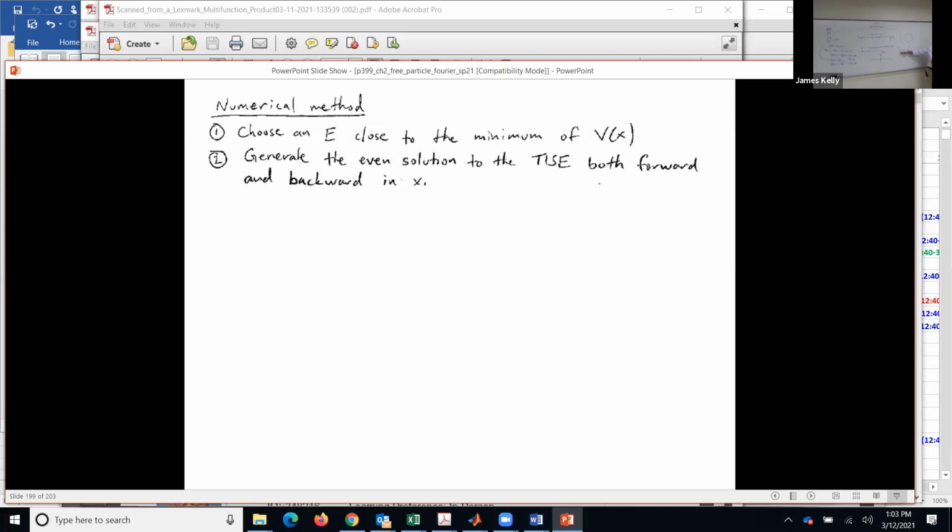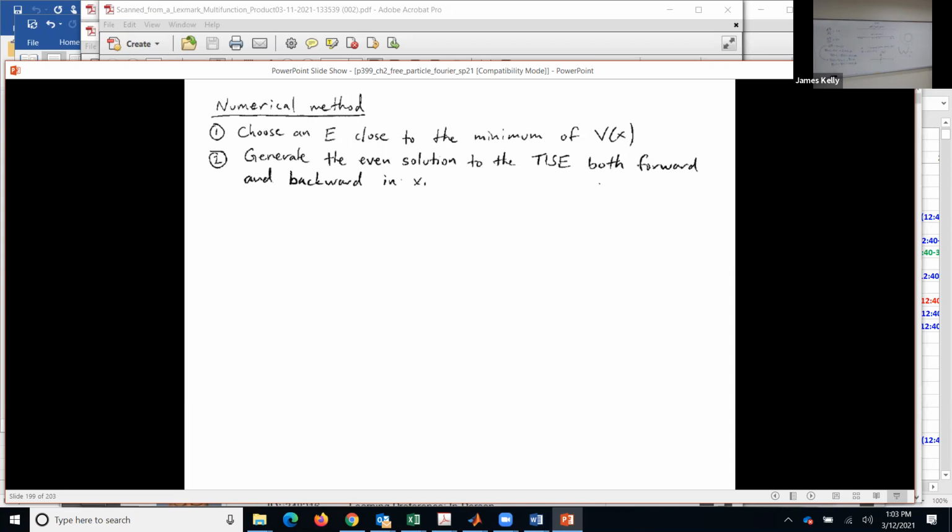It's probably not an energy eigenvalue. It's probably not going to give a normalizable function. That means the function is probably going to go off to plus or minus infinity as you head off to x equals plus or minus infinity. But let's try it. Let's generate an even solution to the time-independent Schrodinger equation for both forward and backwards values of x. So I'm going to simultaneously step forward and step backward.